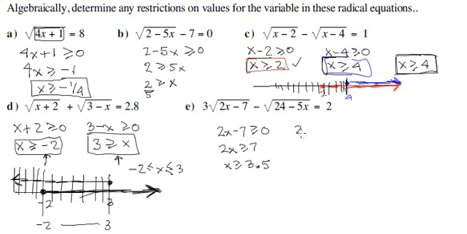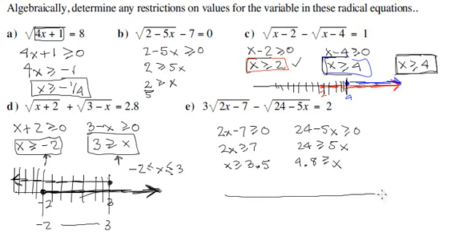And from the second root, 24 minus 5x has to be greater than or equal to 0. Take 5x to the other side, divide by 5, and you get 4.8 greater than or equal to x. So x has to be higher than 3.5, according to restriction number 1, 3.5 and up, but this says x has to be lower than or at most equal to 4.8.